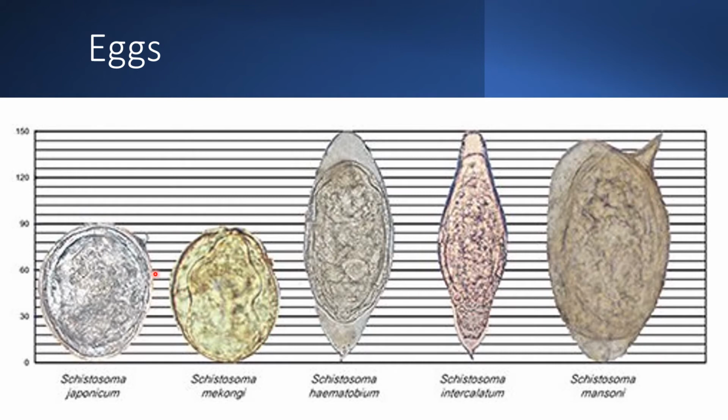And for S. japonicum, from Japan, the egg is quite small, compared to mansoni, which is quite big. It's just a clue or hint.